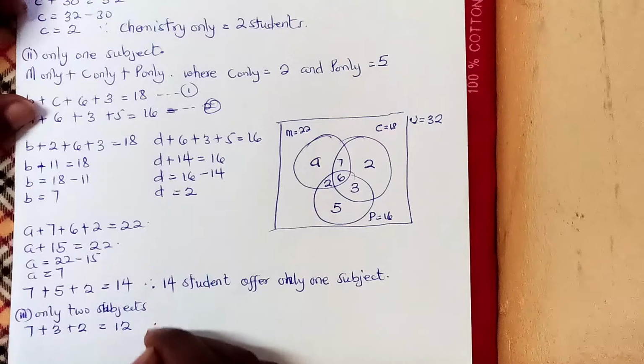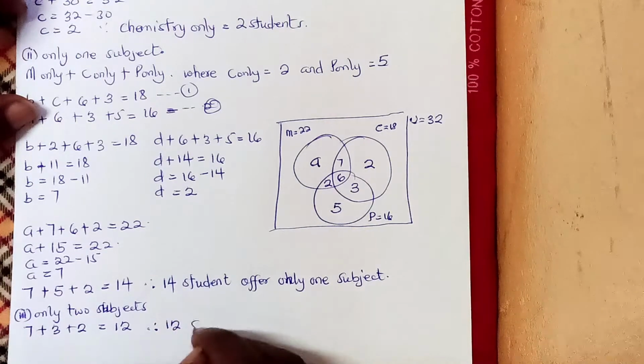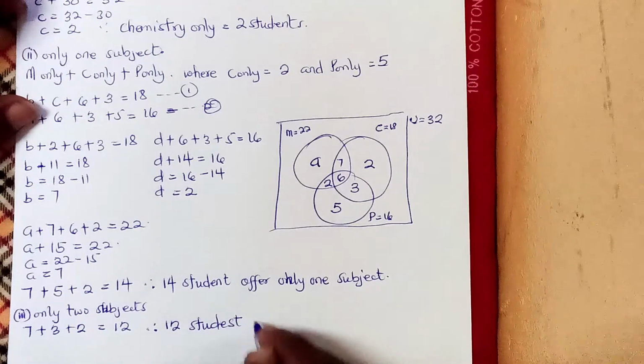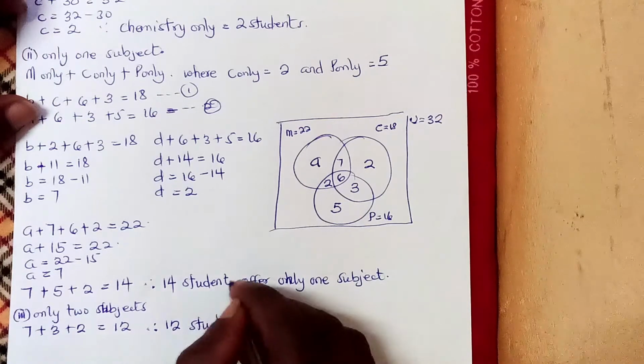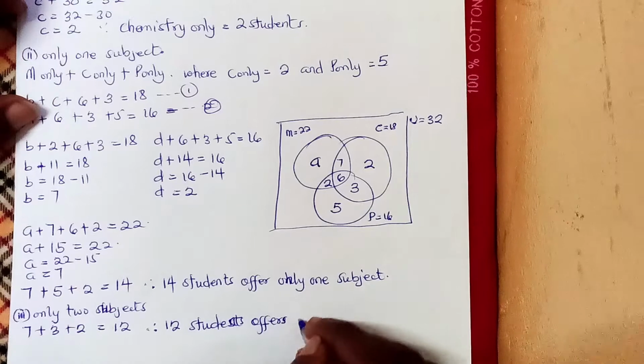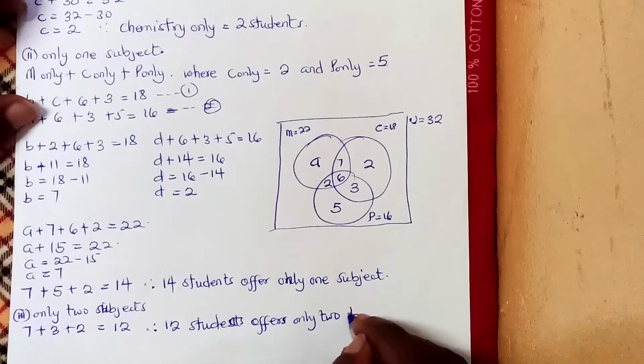So therefore we write, 12 students offers only 2 subjects.